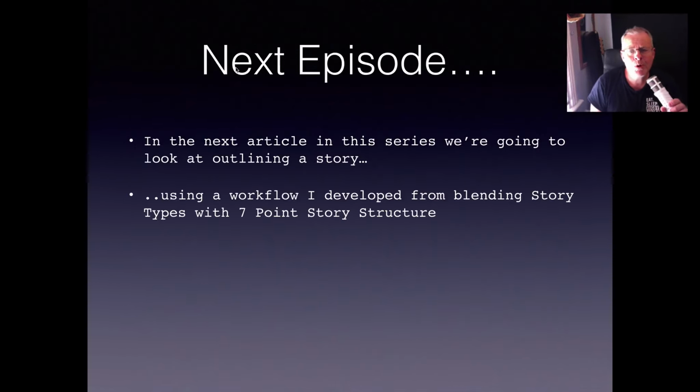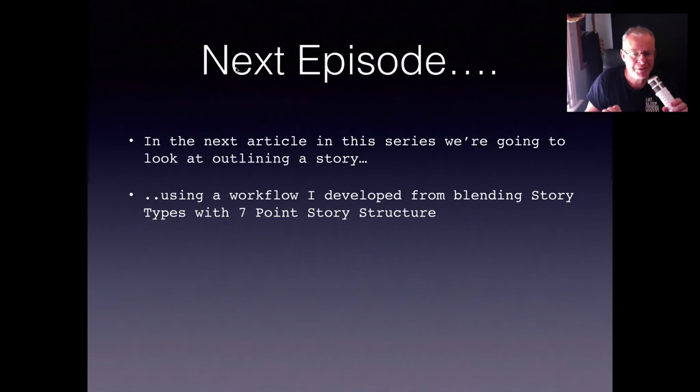In the next episode, I'm going to look at actually outlining a story, and I'm going to use a workflow that I developed by blending the story types with the 7-point story structure. I think I mentioned this before, I had a story where I had a female character who had a special forces background, but she left the army and was working in the private sector as a cross between a glamour escort and a bodyguard. So her USP was she pretends to be a glamour escort, but she's actually a bodyguard.